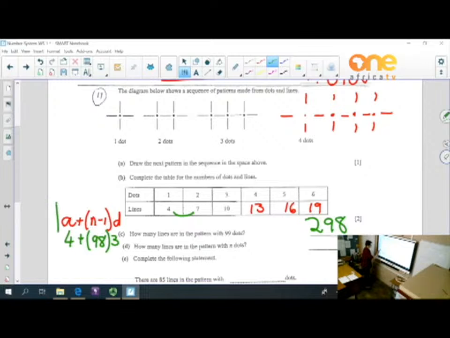Let me just take you through this again. That is the formula that we use. This is for a sequence where you add or subtract. And this is what we call A, the first term. N is how many, so that's where I got the 99. And the common difference is the plus 3 that we have here all the time. You multiply those two and add the 4, and then we can get it.